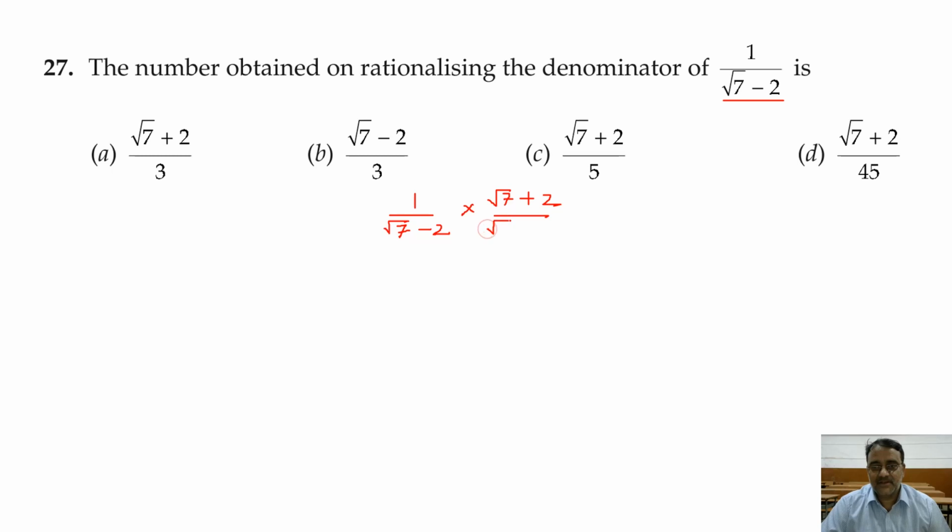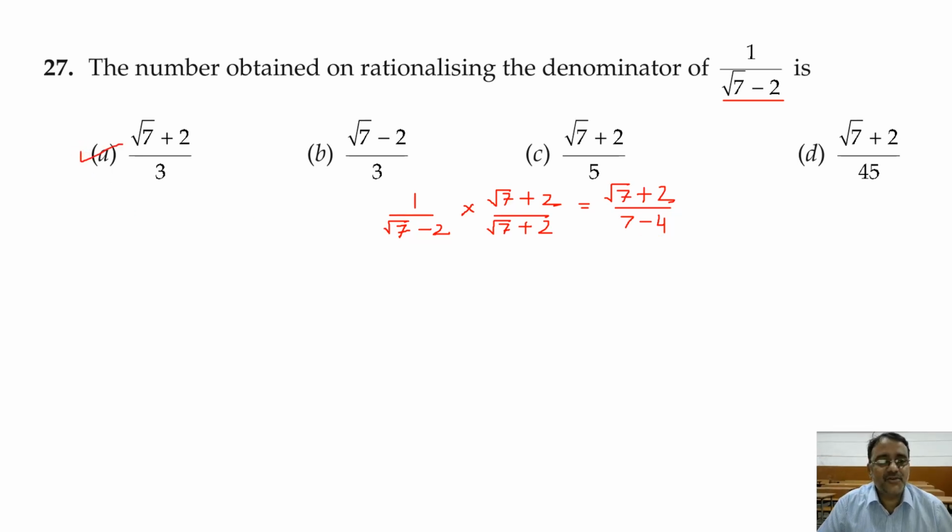Okay. So now see, the denominator is in the form of a plus b into a minus b. So that will become a square minus b square. So what is root 7 square? 7. And what is 2 square? 4. So we are getting root 7 plus 2 upon 3. So which option is the correct one? Option A. So right, this is the correct option.